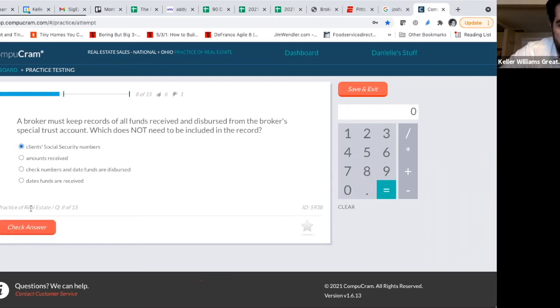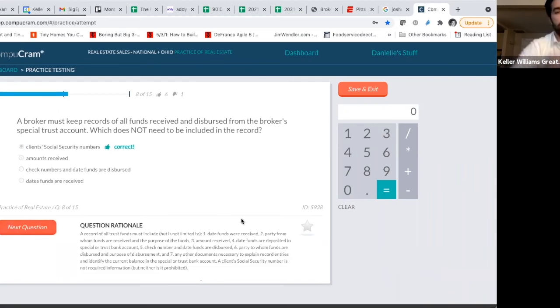The answer is going to be A. You don't need social security numbers. You do need to know how much money was received. You need to know the check numbers and the dates that you paid things out and the dates that you received the money, so you can reconcile the accounts.